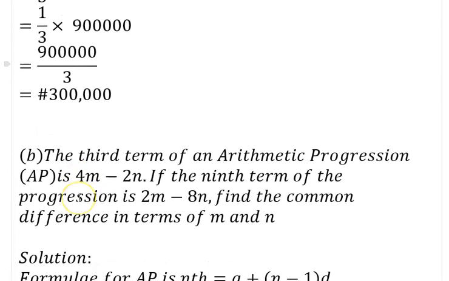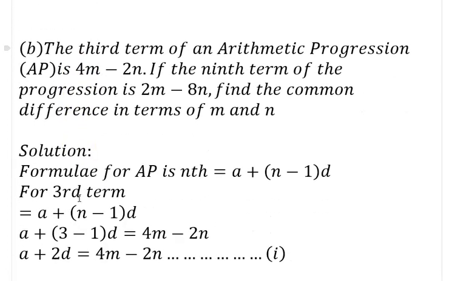Let's get the B part of this question. The third term of an arithmetic progression, which is AP, is 4m minus 2n. If the ninth term of the progression is 2m minus 8n, find the common difference in terms of m and n. Now, this is a little bit tricky because we have to find d, which is our common difference in terms of m and n.